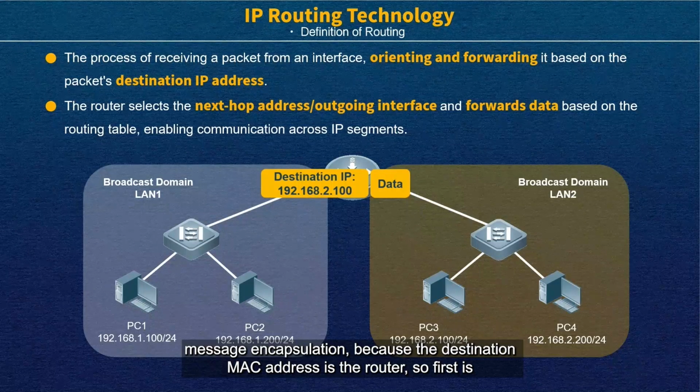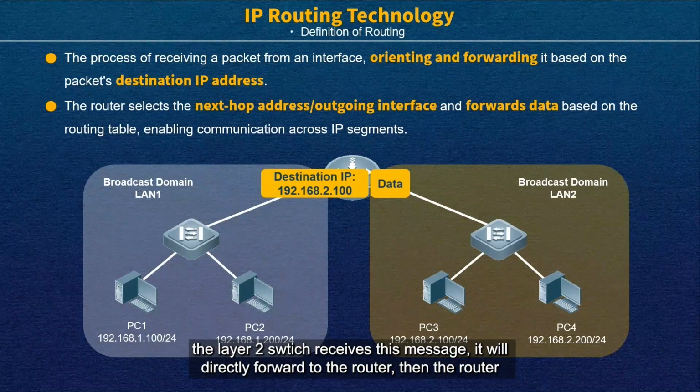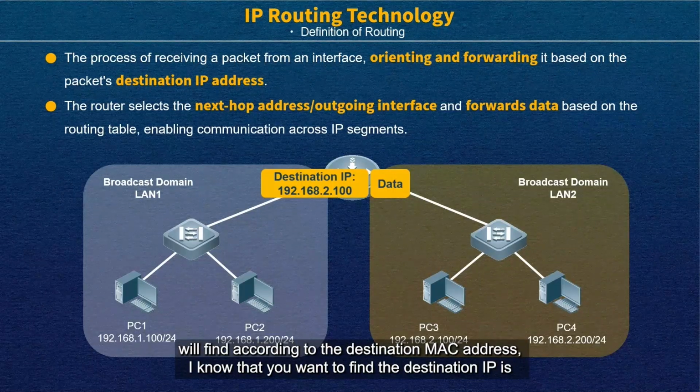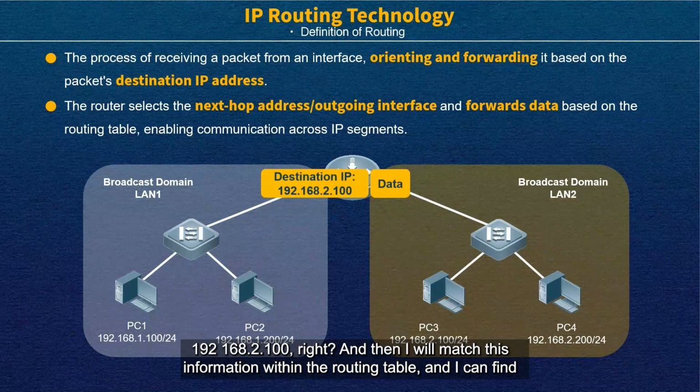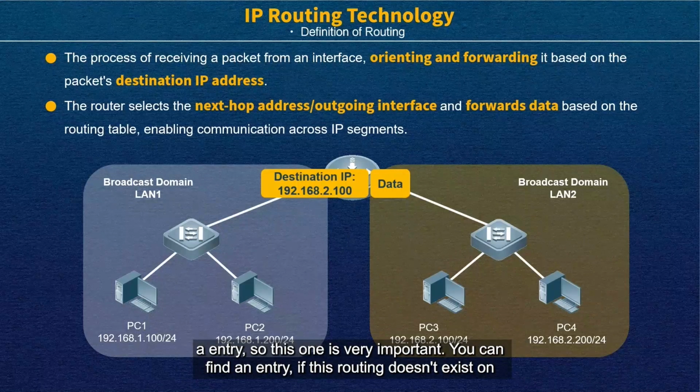So first, the layer 2 switch receives this message and directly forwards it to the router. Then the router, according to the destination MAC address, knows that you want to reach the destination IP 192.168.2.100, right? And then it matches this information against the routing table and tries to find an entry. So this one is very important. You have to find an entry.